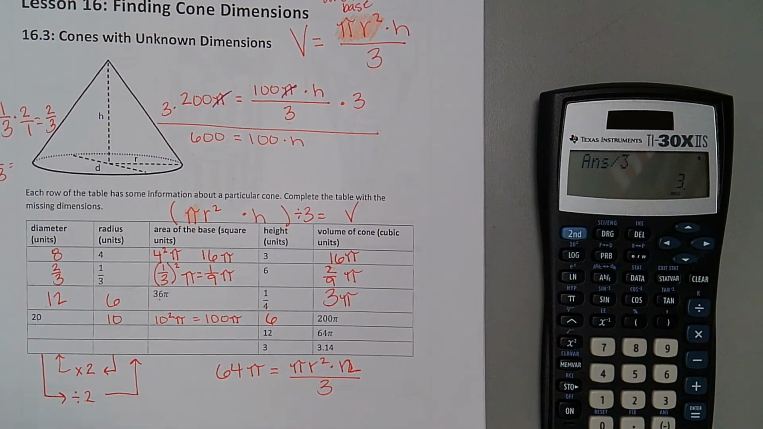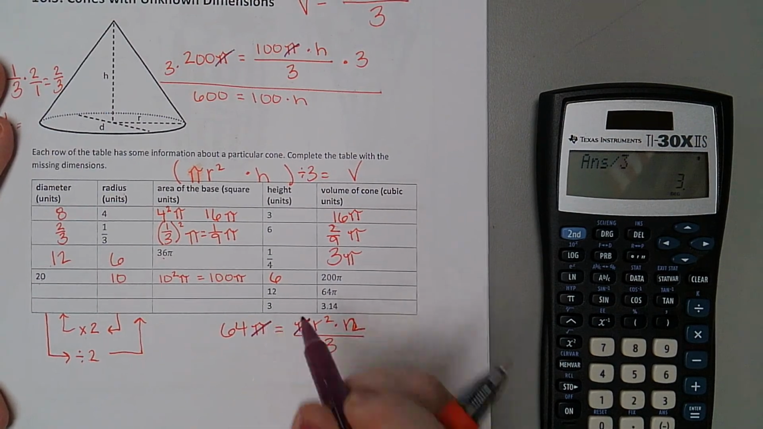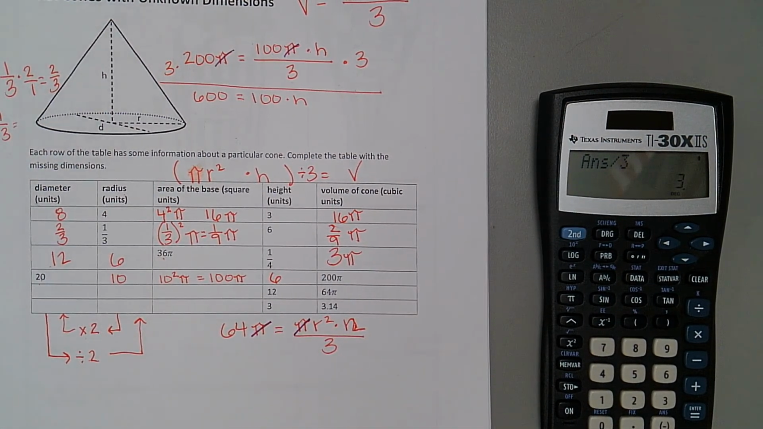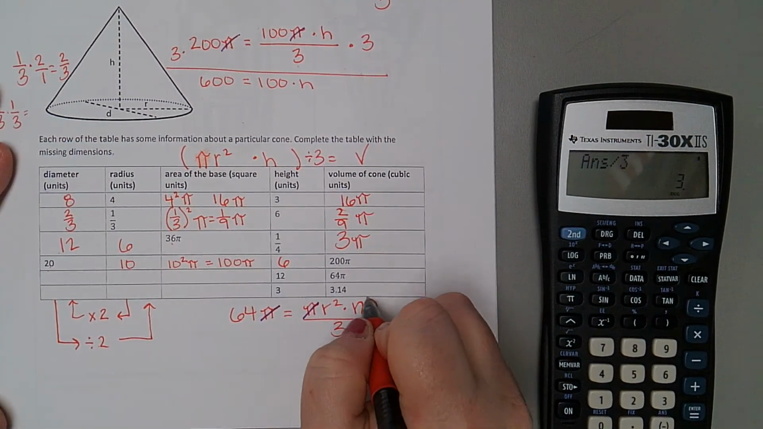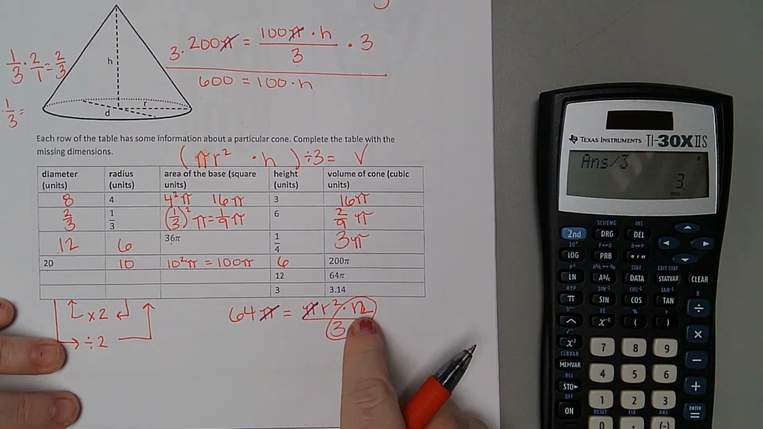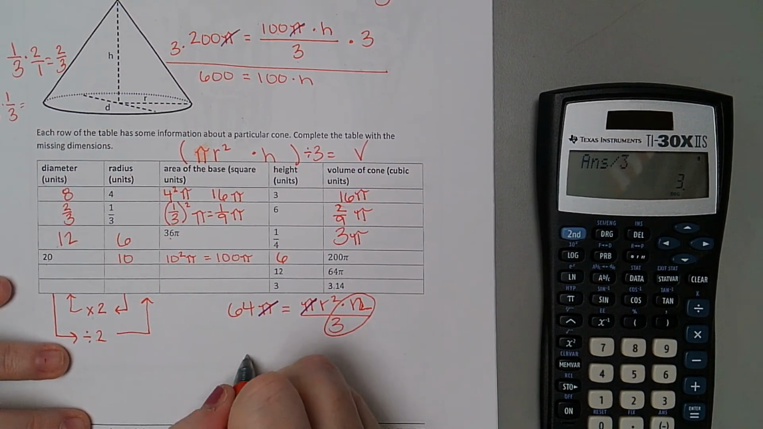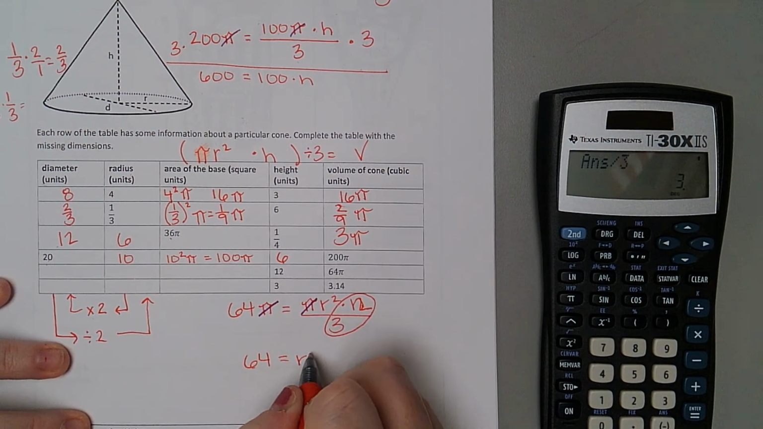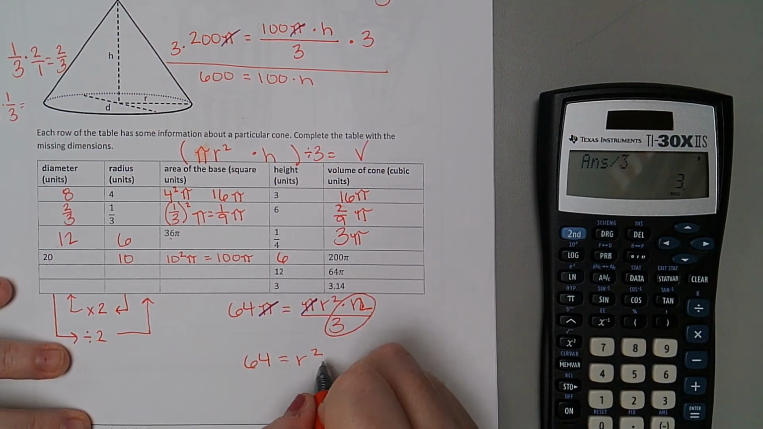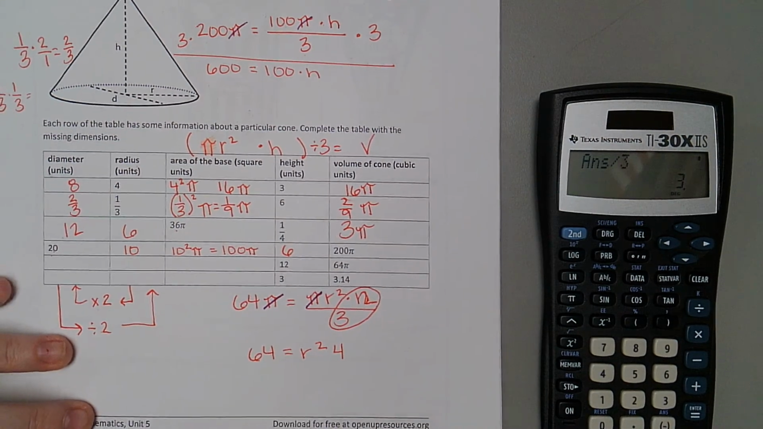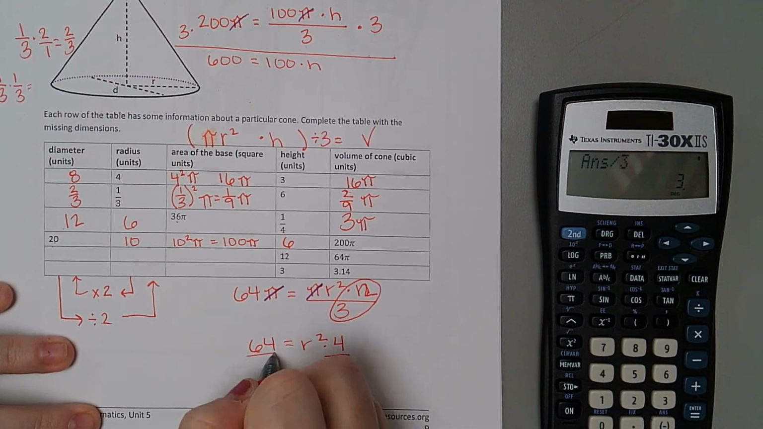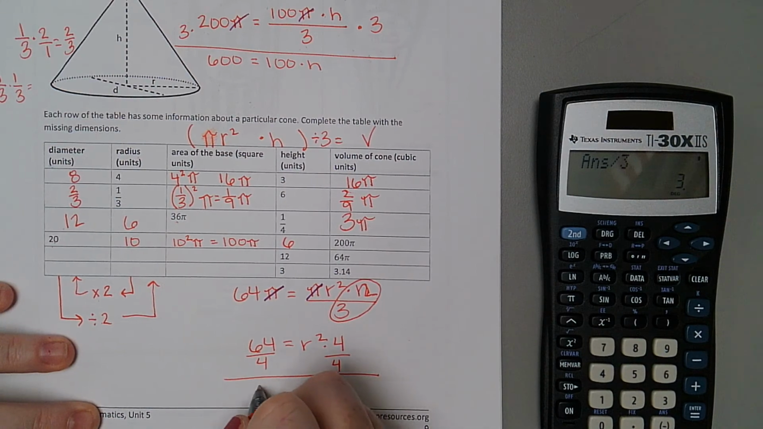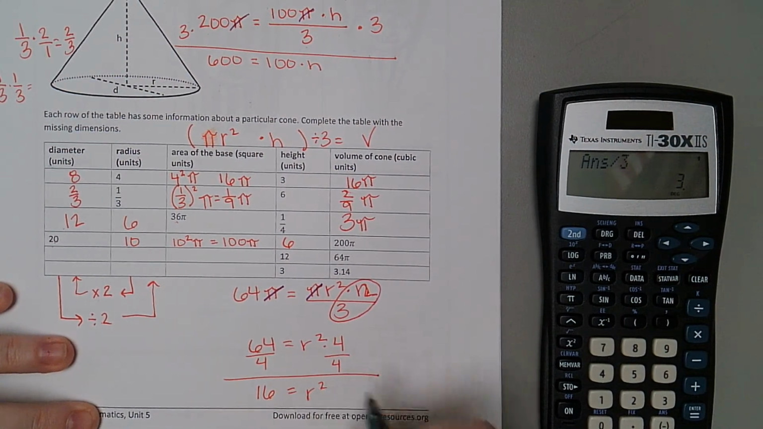So again, I have pi on both sides. I can take pi away. Minus pi, minus pi. I didn't write it out because it takes up more space, and there's just a tiny bit of space. Something else we can do, we can simplify. We have 12 divided by 3. So let's rewrite this. We have 64 equals r squared, and 12 divided by 3 is 4. So I now have r squared times 4. The opposite of multiplying by 4 would be to divide by 4 on both sides, which gives me 16 equals r squared.